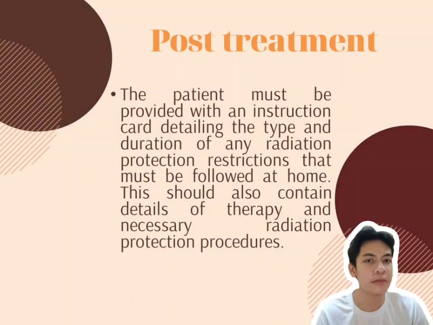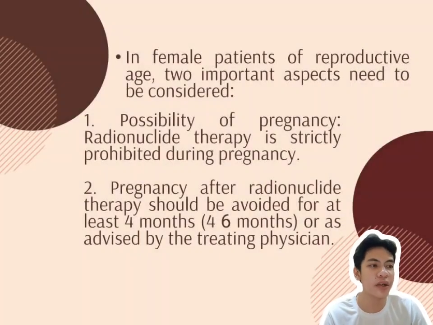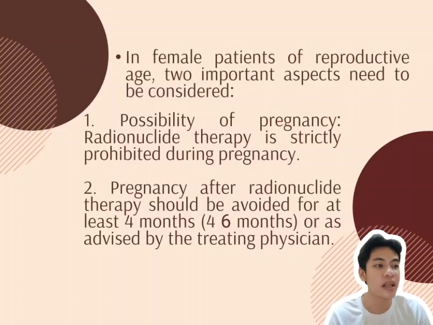Post-treatment. The patient must be provided with an instruction card detailing the type and duration of any radiation protection restrictions that must be followed at home. In female patients of reproductive age, two important aspects need to be considered. First is the possibility of pregnancy. Radionuclide therapy is strictly prohibited during pregnancy. Pregnancy after radionuclide therapy should be avoided for at least 4 months, or as advised by the treating physician.